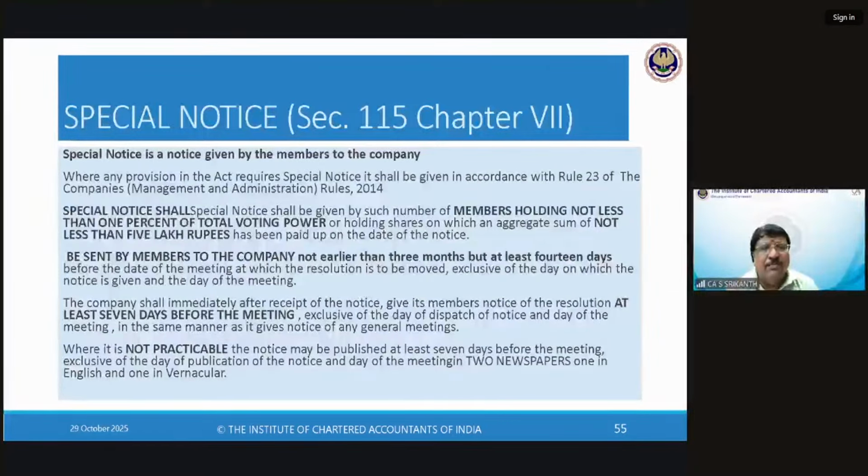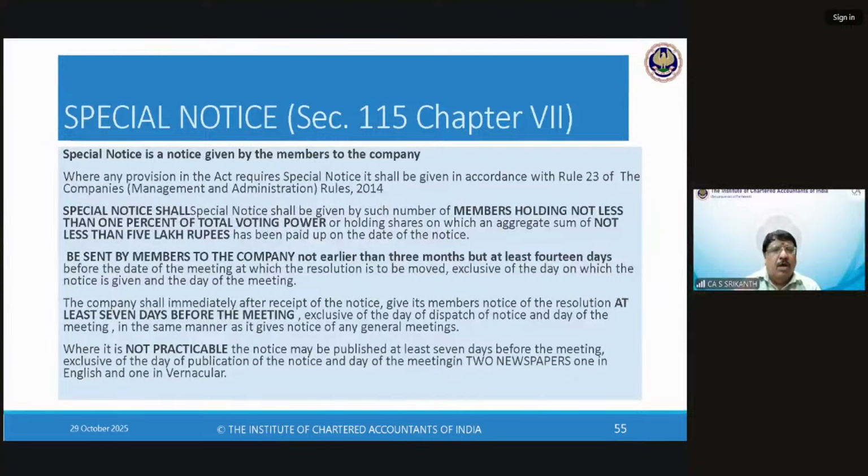How do I get 1 lakh? 10 lakh divided by 10, 1 lakh shares. So 1 lakh votes, that is the total voting power. Out of that, you have to calculate 1%. 1% of 1 lakh is 1,000. So 1,000 shares, that is 10,000 rupees.